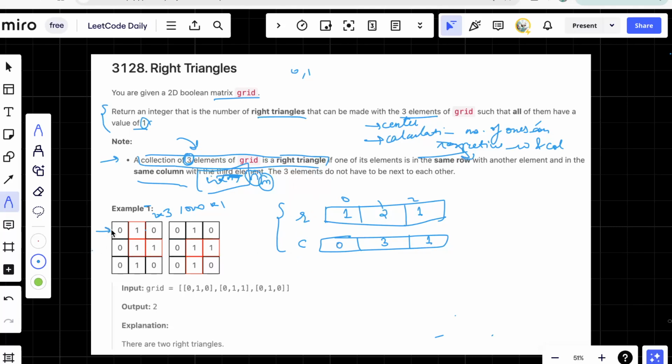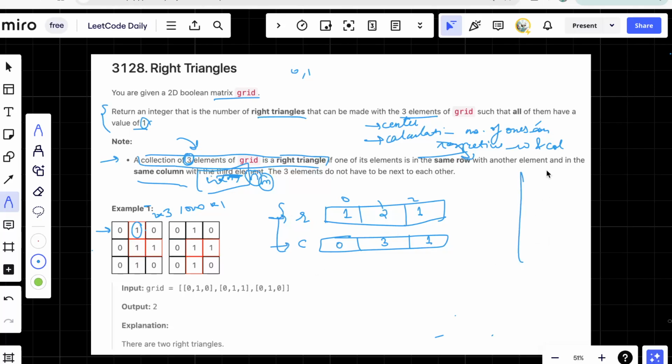So now I know I have pre-calculated it. Now I have to go and do another matrix traversal, again treating each cell as the center. But now because I have pre-calculated the values, I don't need to iterate again and calculate the number of ones there. So I can simply take this.